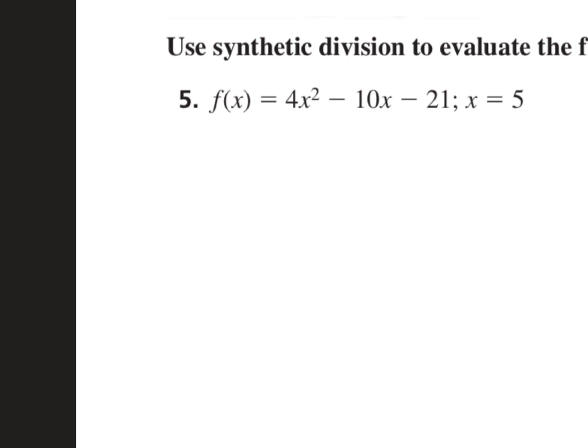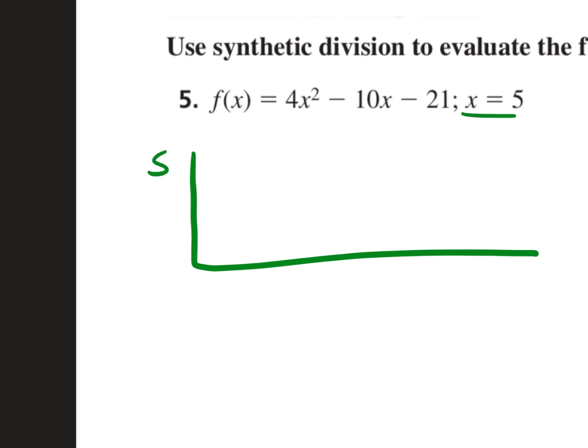What's going to go outside the box? 5. Remember, when it's x is equal to, we don't change the sign. If it says x is equal, it's telling you exactly what to put on the outside. What do we put on the inside? 4, negative 10, negative 21. Awesome. We start with x squared, so we have x to the second power, x to the first power, constant. So we're not missing anything here.